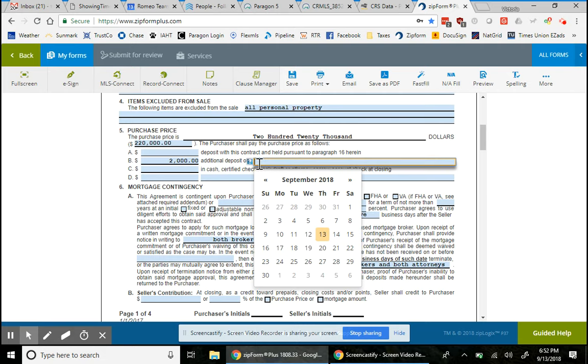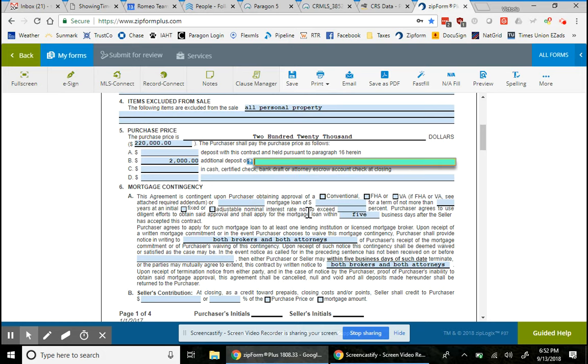On this line in the form, if a date comes up or it's a number-formatted blank, to get around that, hit the space bar. It'll highlight green, and then you can type in anything you want. Okay, little trick. So what we do is we do the deposit in paragraph B, additional deposit on acceptance.